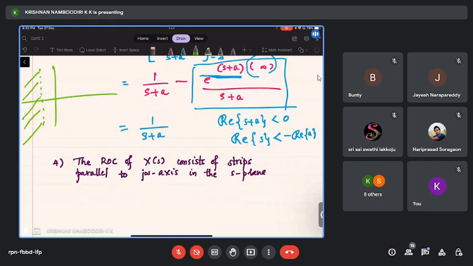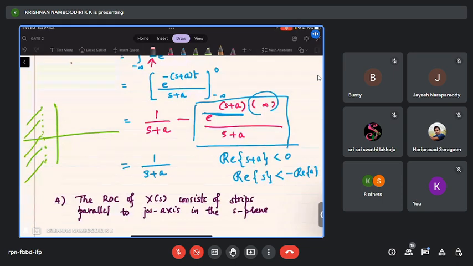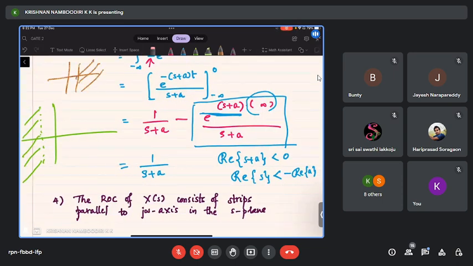Now we will see some more very interesting properties. I have written it here. You can see the ROC, or region of convergence, of x of s consists of strips parallel to the j omega axis in the s plane. Here you have seen the first one was like this, and now this is like this. Sometimes it is also possible only in a finite strip, where it doesn't go to minus infinity or plus infinity. These three are the possible ROCs: this is one possibility, this is the second, this is the third.